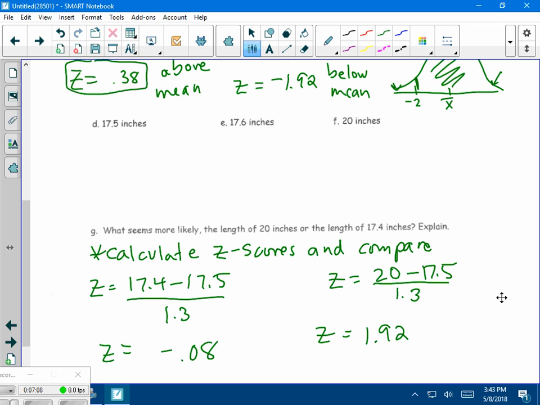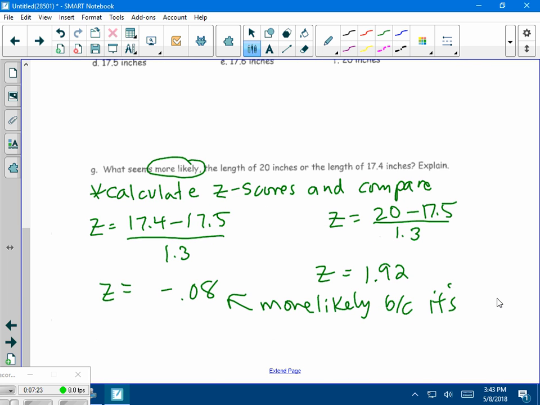So when it's saying which one is more likely, it's the values closer to the mean. So this is the one that's more likely. And you could say because it's closer to the mean or it's closer to 0, however you want to think of that. And so if something was on the mean itself, it would be at z equals 0. So that's how you actually calculate the z-score.